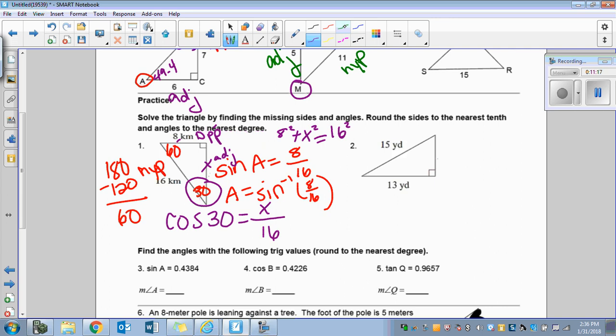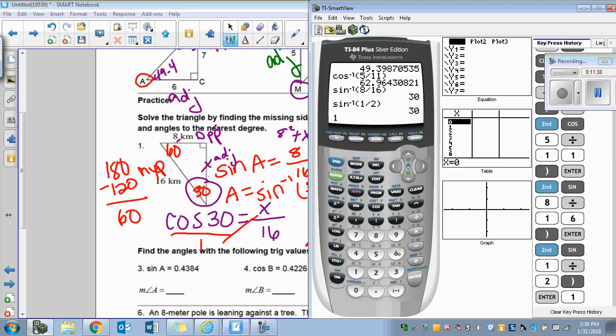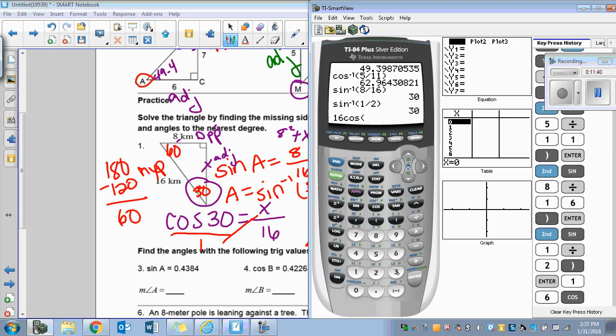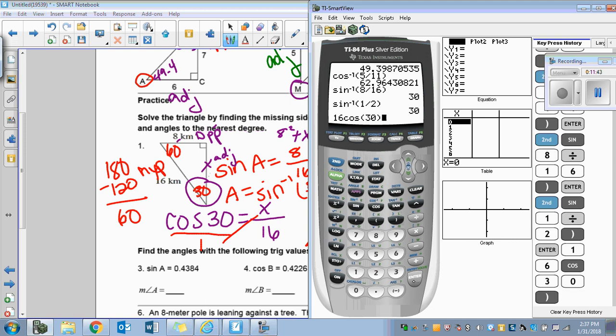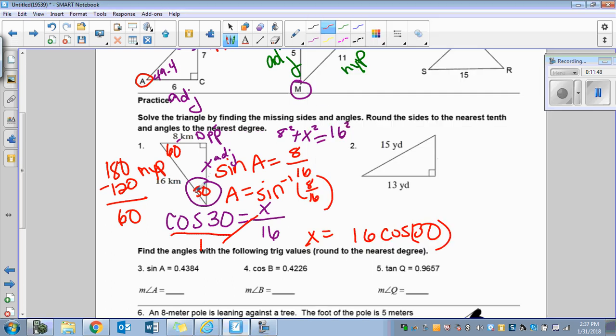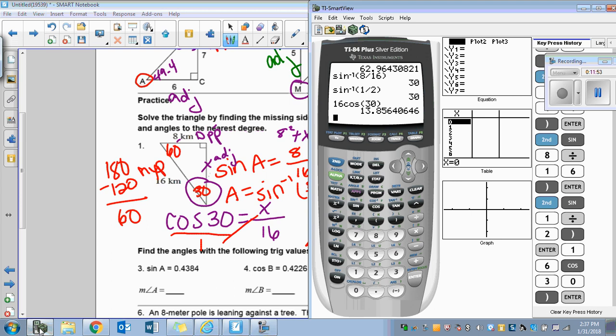All right, so in order to solve this, I need to solve for x. So I'm going to cross multiply. 1 times x is x. Cosine of 30 times 16 is 16 cosine of 30. Remember, we cannot multiply 16 and 30. They're not multiplyable. So I'm just going to plug that into my calculator. 16 cosine of 30. What is that ratio? So it's 13.86. The side length x equals, what do we say, 13.86.